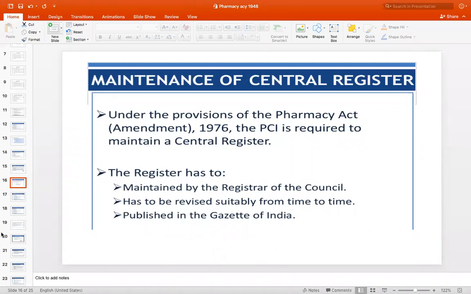And the register also consists of several things, like if there is a renewal of certificates, or an addition, or if there is the death of a person and the name is still lying in the register, it should be removed, because the person is no more and his certificates should be no more. It should not be misused by any other person. So several things like that, from time to time it should be revised.